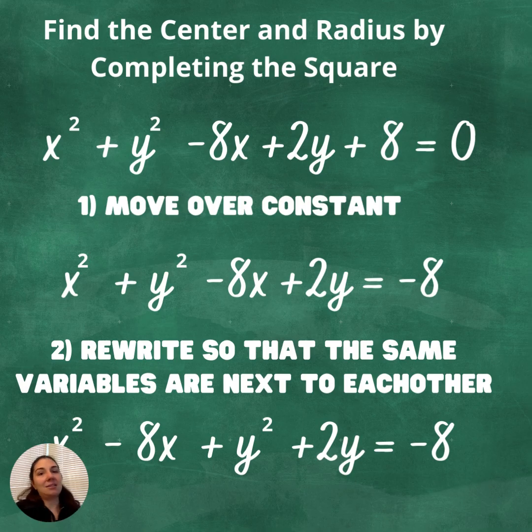It says, find the center and radius by completing the square. So if you have a constant value, like in this case, we have x squared plus y squared minus 8x plus 2y plus 8, that's our constant. Remember, constant values are numbers without variables, equals 0. So what you want to do first is move the constant over to the other side of the equal sign so that everything on the left side of the equation has a variable and everything on the right side of the equation does not.